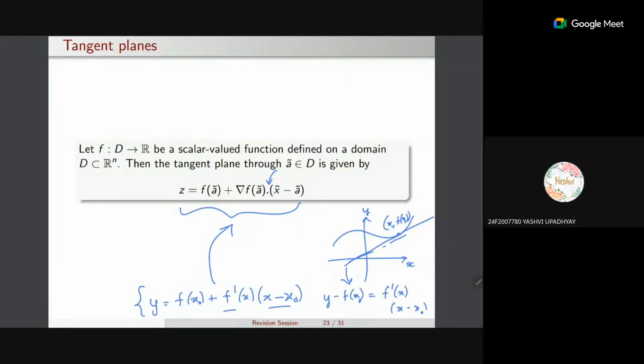But to remember this equation, you can keep this in mind: y is equal to f of x naught plus f prime x times x minus x naught. This is very well known, or even derivable on the spot, as I would like to think. And you just use the corresponding notions which have been generalized in the higher dimensions to get the formula for the plane.